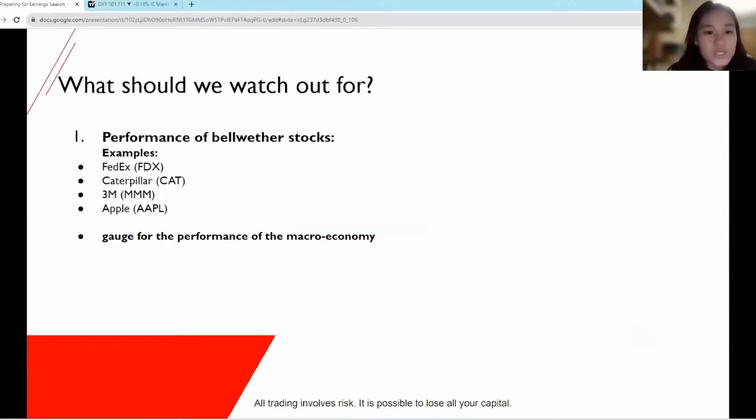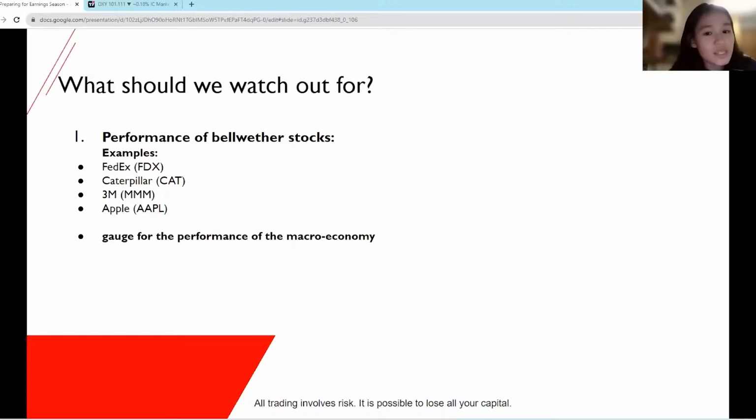Okay, so let's get into it. Firstly, we have performance of bellwether stocks. So some examples of bellwether stocks would be FedEx, which most of us are familiar with. It's a shipment company for consumers as well as businesses internationally. Next, Caterpillar is the world's largest heavy-duty machinery maker. It's viewed as bellwether given that it has a large exposure to construction, manufacturing, and agricultural industries, particularly in China. 3M, a gauge for the health of the manufacturing sector, as well as Apple, which we are all familiar with.